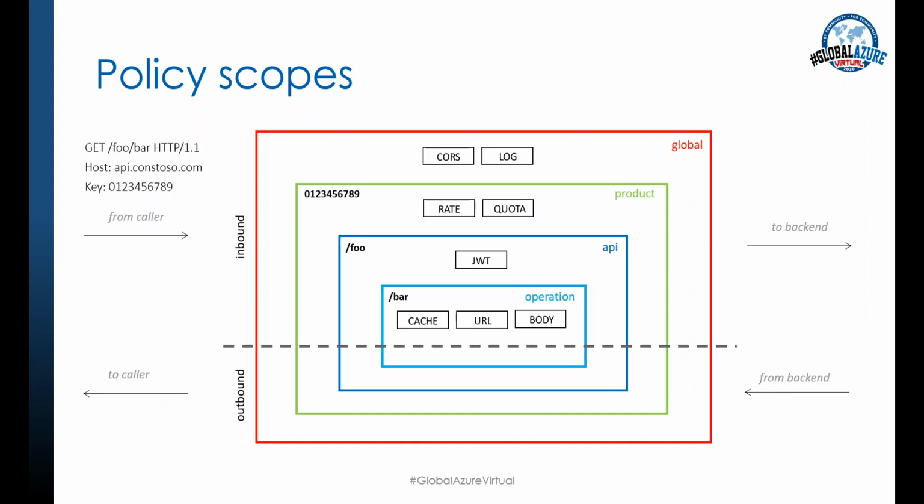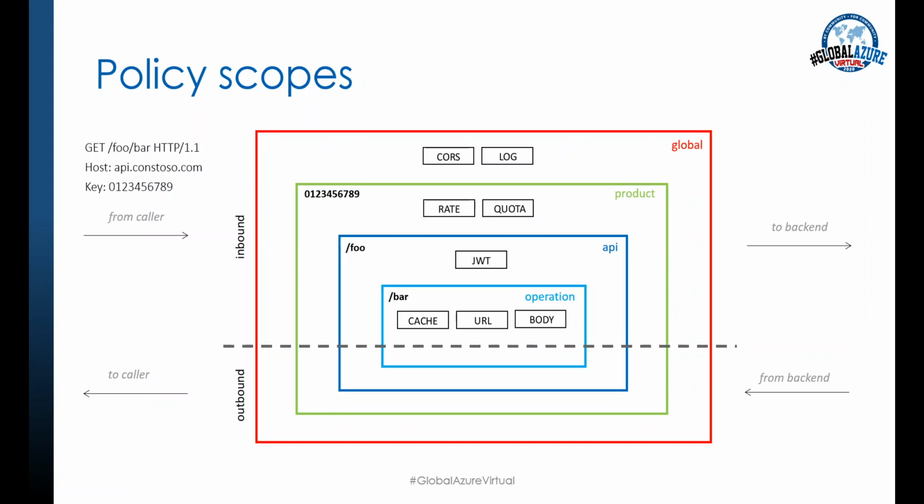So we have a global level, so you can set a scope globally for the whole Azure API Management instance for your API that you imported. We can set it at a product level. I haven't gone over product yet. Think of a product as a group of APIs.